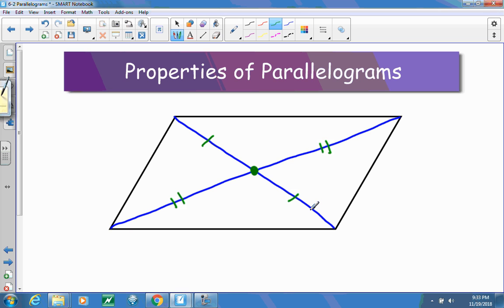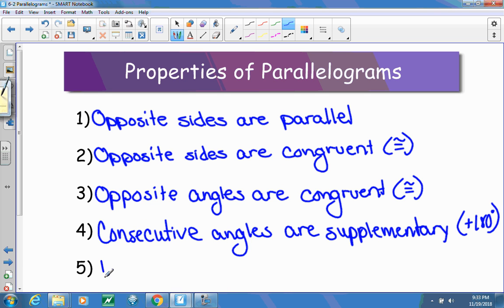Diagonals are not necessarily congruent to each other. It is possible that they could be, but it's not required. So realize that all four of these segments will not be congruent to each other all the time. We might have different measurements there. So the last one here is diagonals bisect each other.